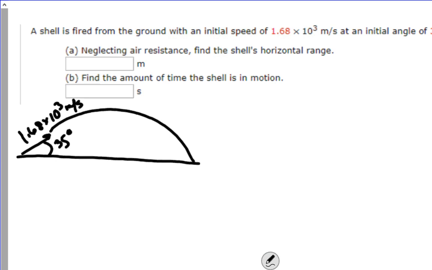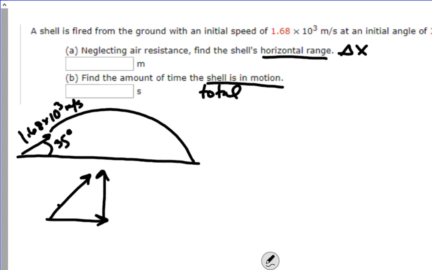Okay, first thing we want to do, horizontal range. Let's keep in mind what we're looking for here, delta x. And then the amount of time the shell is in motion, so that means we're looking for total time. Let's keep that in mind as well. But our very first step, regardless, is that we need to break up that initial velocity into components. Because quite frankly, we are not going to use this giant number for anything except to find this stuff, right? We have a combination of both up and over when we fire a rocket like this. So you need to figure out the individual pieces in order to do that.